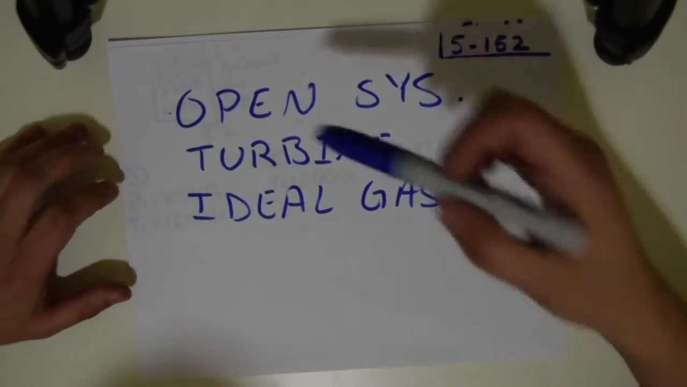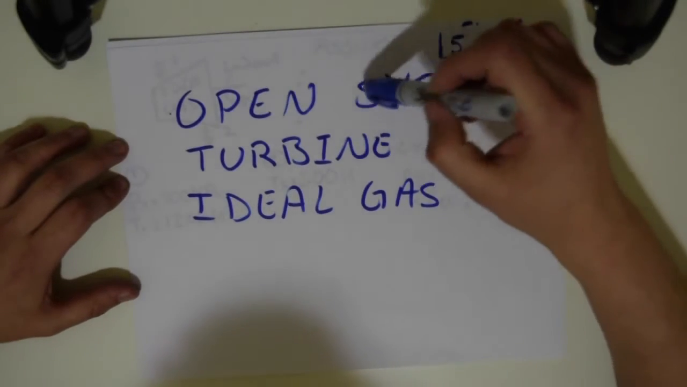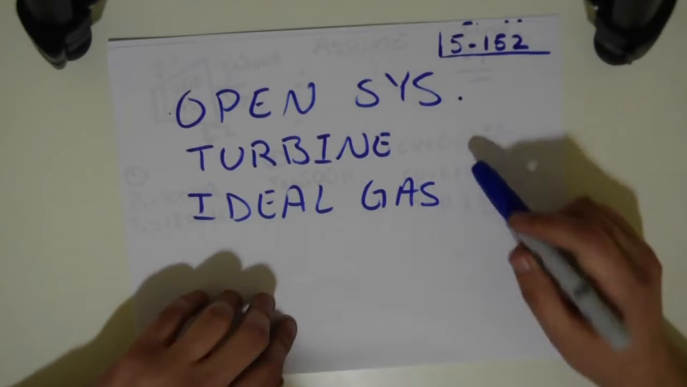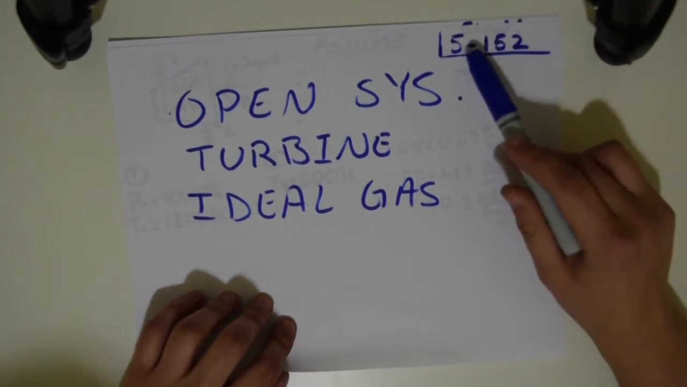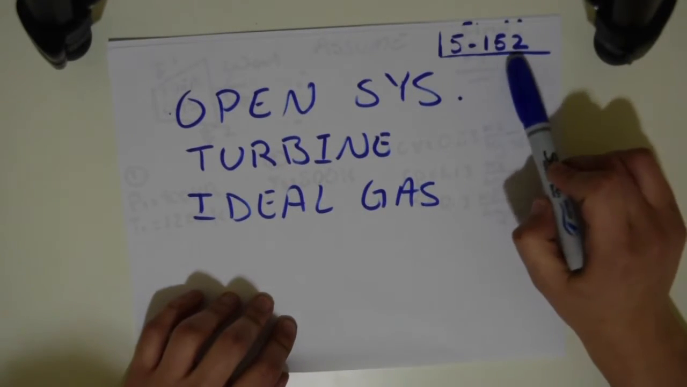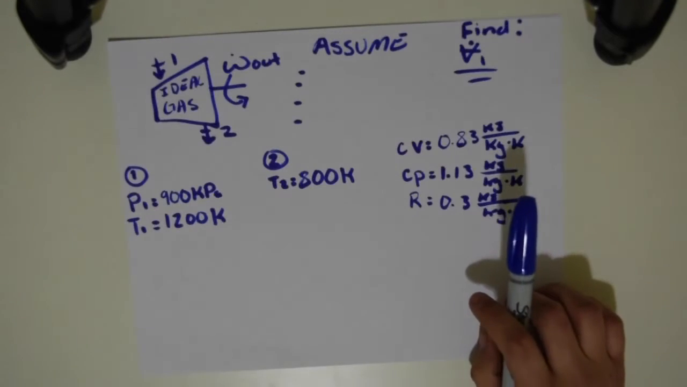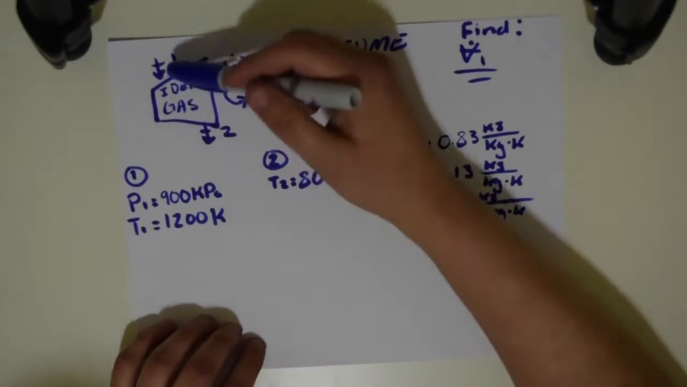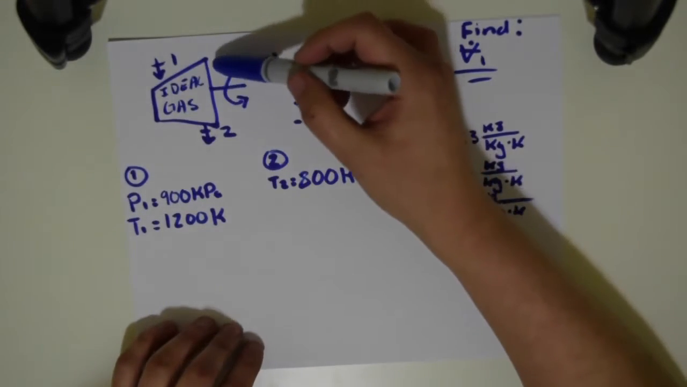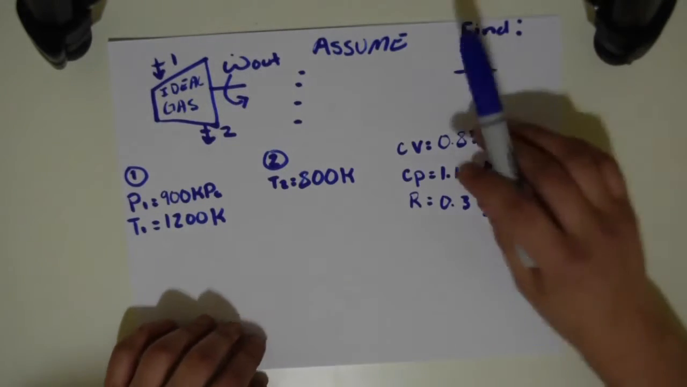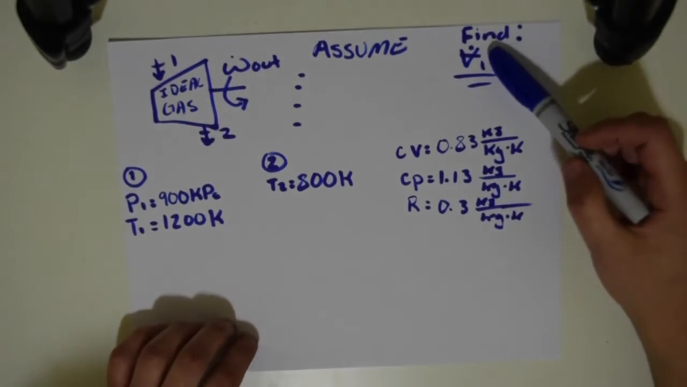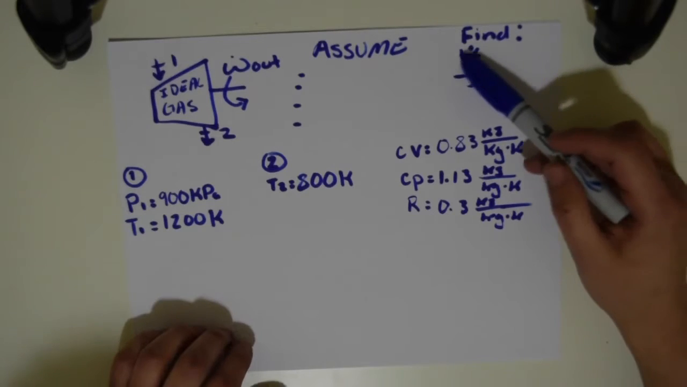Hello, today I'm going to be doing an example of an open system featuring a turbine and an ideal gas. If you want to follow along, this is going to be on chapter 5, 152. This problem features a turbine running an ideal gas, like I just said, with some work out. The objective of this problem is to find the volume flow rate at the inlet.